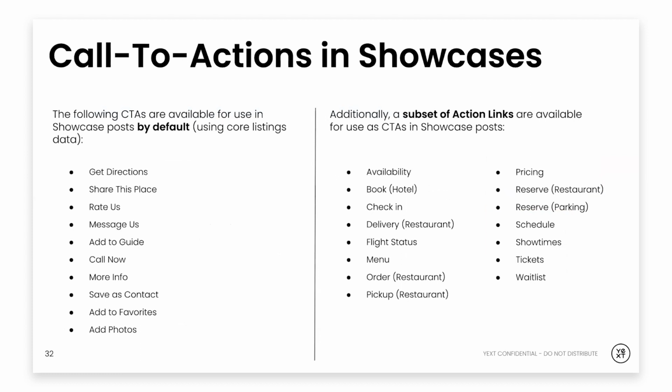The second type of call to action that you can use in Showcase is actually referencing an action link that you provide in Knowledge Graph. So there are a subset of the large list of action links that we looked at previously that you can actually configure to use in your Showcase posts. That list is here. You can see that we have a handful of the category specific ones, as well as some of the more generic ones.